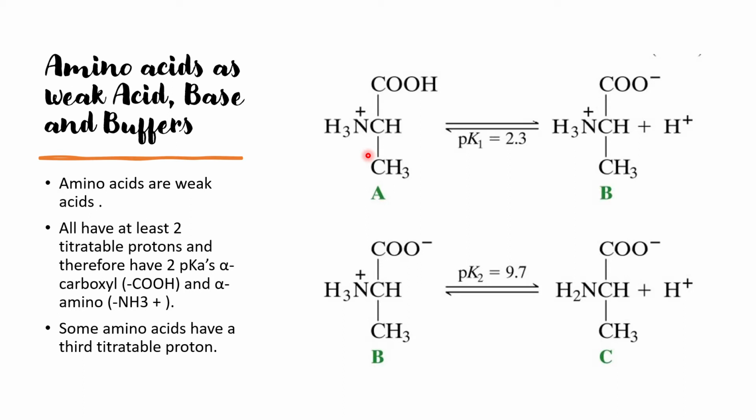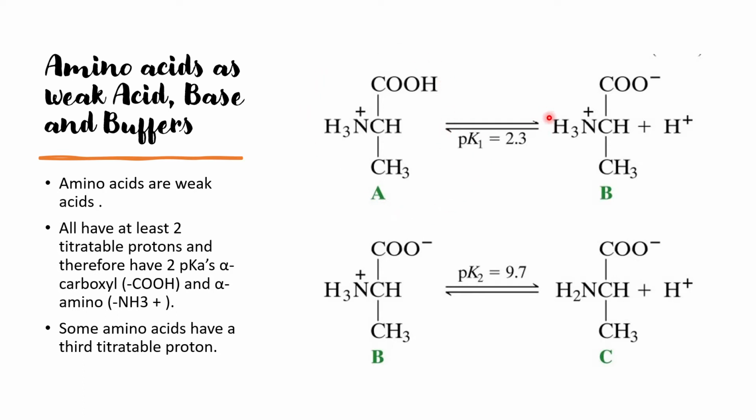So if we look at this particular model amino acid, which is alanine, at low pH, all of the titratable protons are bound to the amino acid. So as we increase the pH, one of the protons is released by the carboxyl group, and at this particular point the net charge on the amino acid is neutral. So at a low pH the net charge on the amino acid is positive because here we have NH3 positive group and the rest are neutral. So at this particular point the amino acid has a net positive charge.